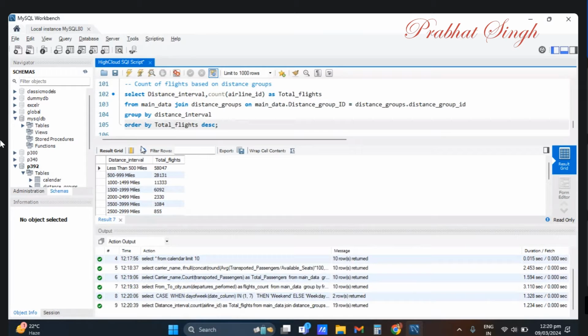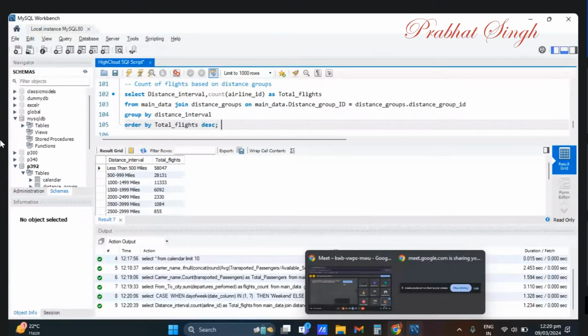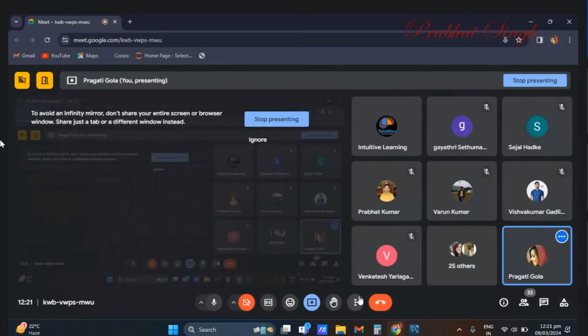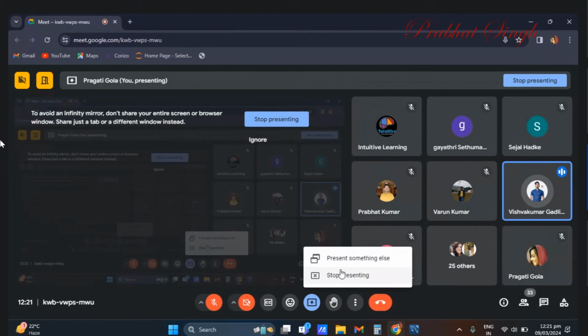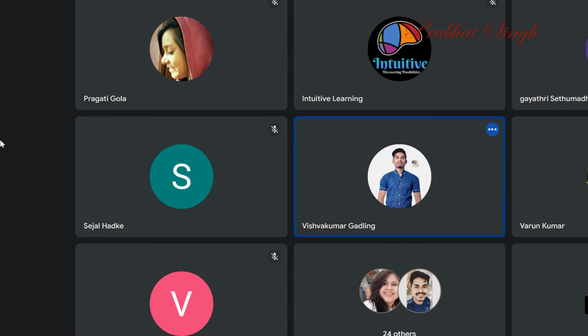So this is the distance interval, and this is the total flights according to the distance interval. Like for less than 500 miles, there are 58,047 flights. So we can check for each distance interval. So that's it from my side. The PPT will be presented by Vishwa. Thank you all. Yes, thank you, Pragati. Let me share my screen.